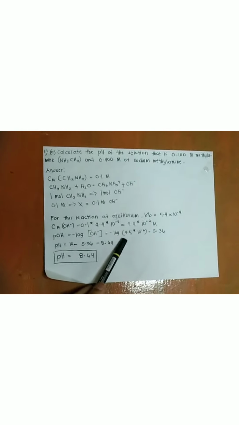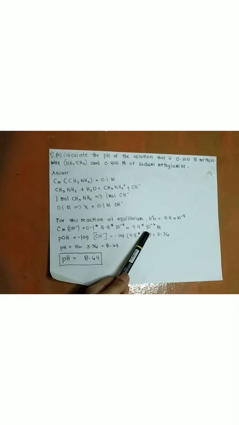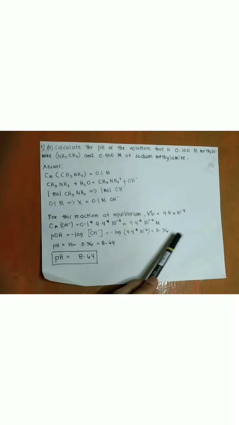Cm of OH negative equals 0.1 times 4.4 times 10 negative 4 equals 4.4 times 10 negative 6 molarity. pOH equals negative log of OH negative equals negative log 4.4 times 10 negative 6. The answer is 5.36. pH equals 14 minus 5.36. The answer is 8.64. So the final answer of this problem is pH equals 8.64.